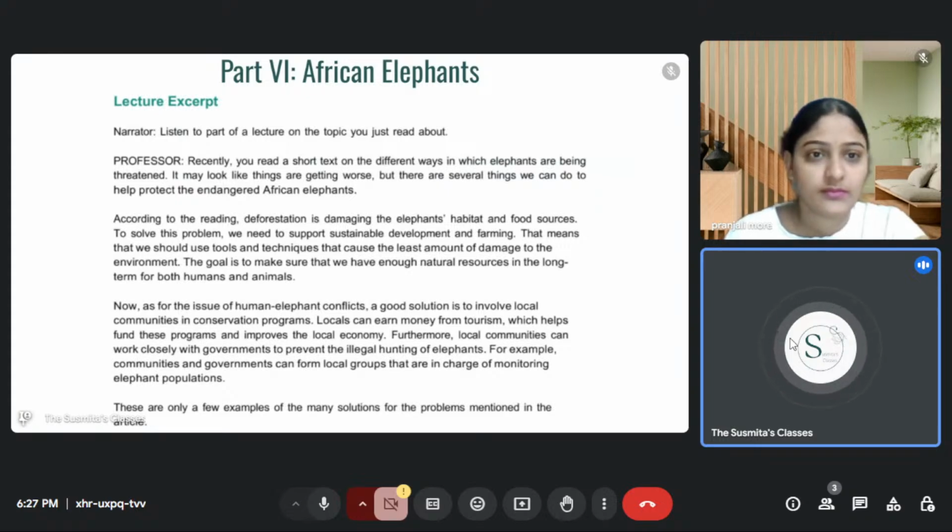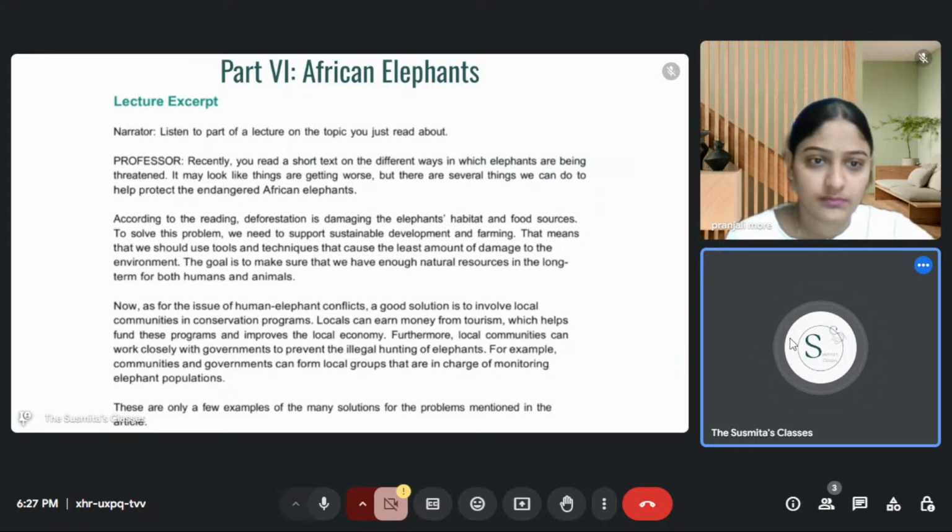Okay, so he clearly says over there that you read a short text on the different ways in which elephants are being threatened. It may look like things are getting worse, but there are some things that we can do. According to the reading, he's mentioning that deforestation is damaging the elephants' habitat and food sources. Now, here he gives the solution. We need to support sustainable development and farming. That means we should use tools and techniques that cause the least amount of damage to the environment. We have to make sure that the natural resources are there for the long term.